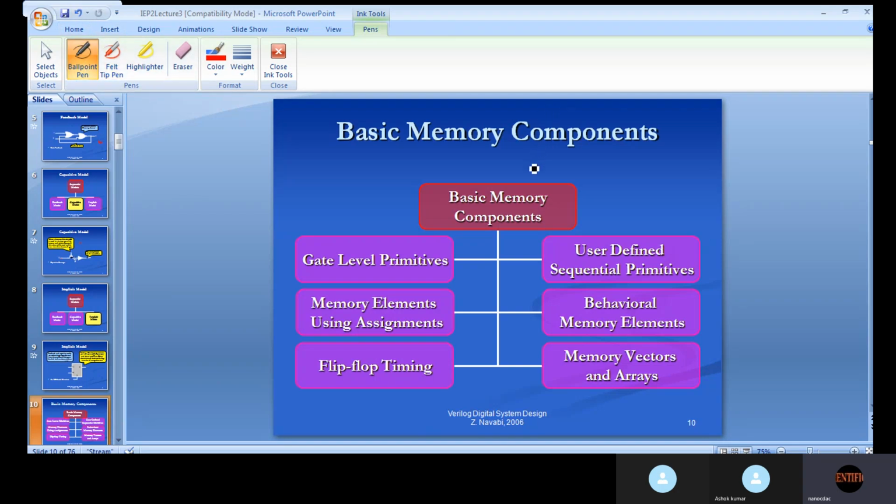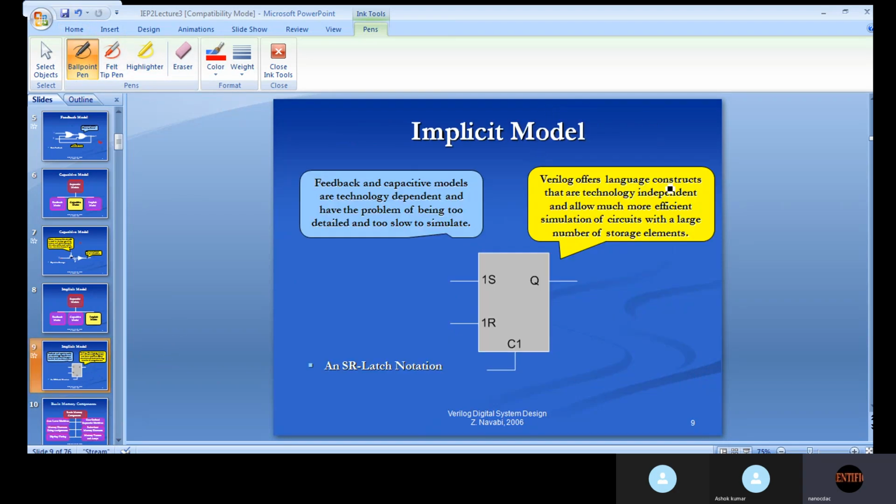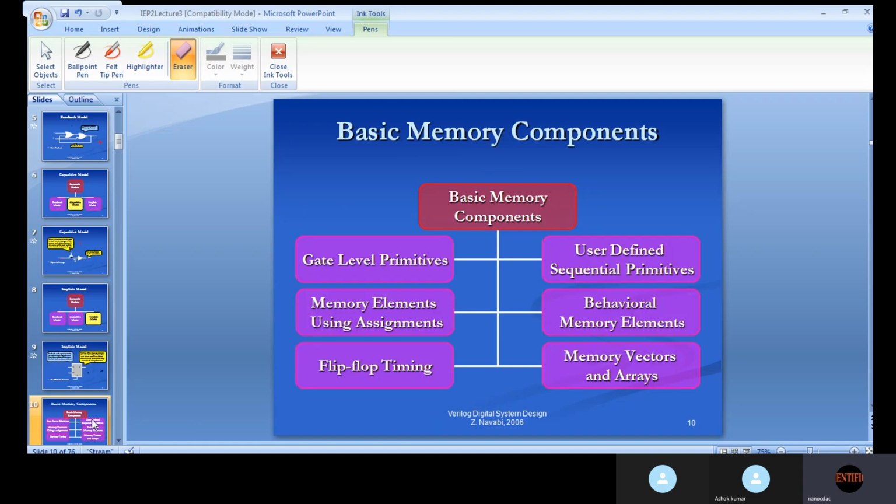So you can see the basic memory components. These are language technology independent constructs, and they all come under the implicit model. This is a notation for the SR latch. This SR latch is technology independent. Generally the SR latch will be like this. This is also a storage element. Like that we can design the SR latch, JK latch, D latch or T latch. They are all technology independent.